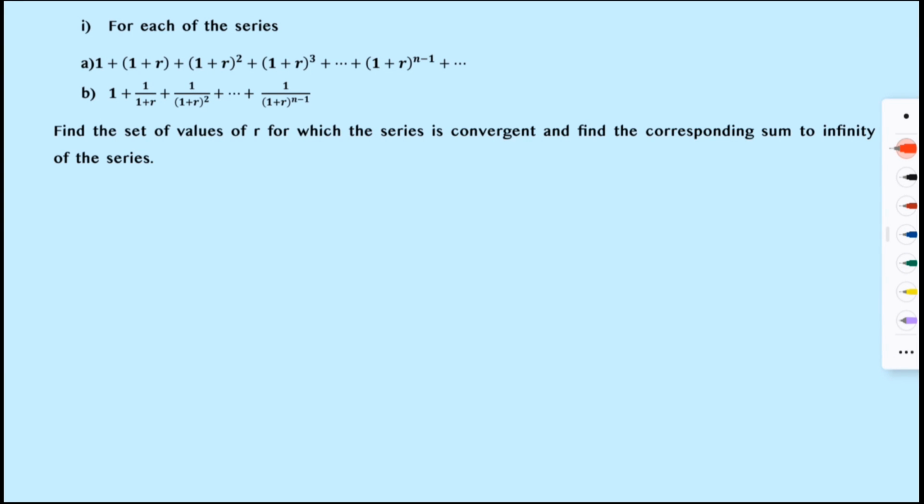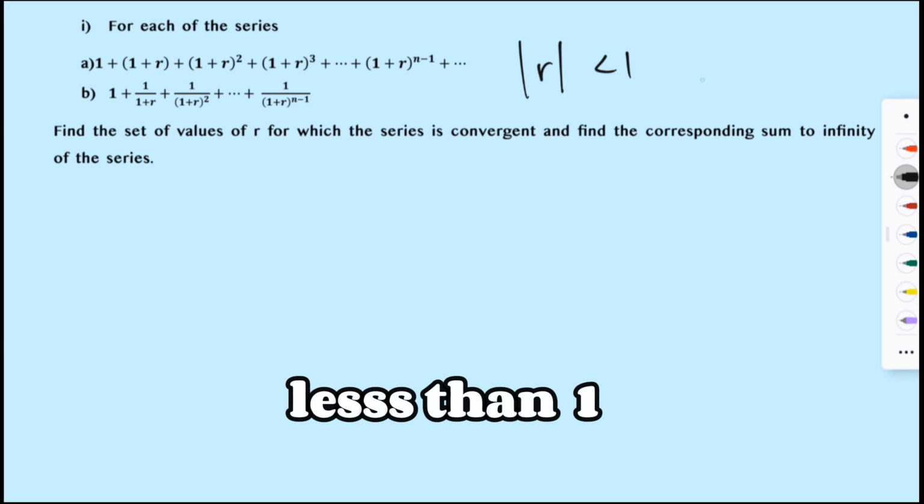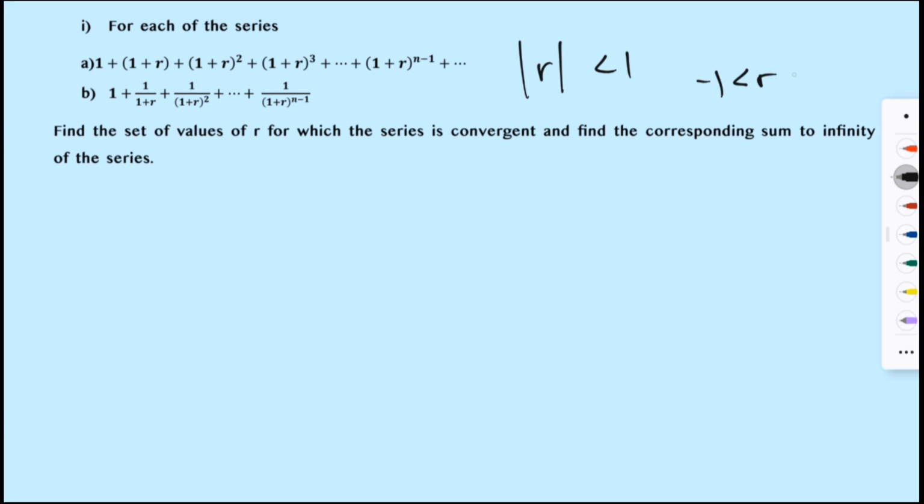For a series to be convergent, the magnitude of r has to be less than 1. What does that mean? Negative 1 should be less than r, should be less than 1. Okay, so they want us to find r for each of them. We have to find the common ratios.